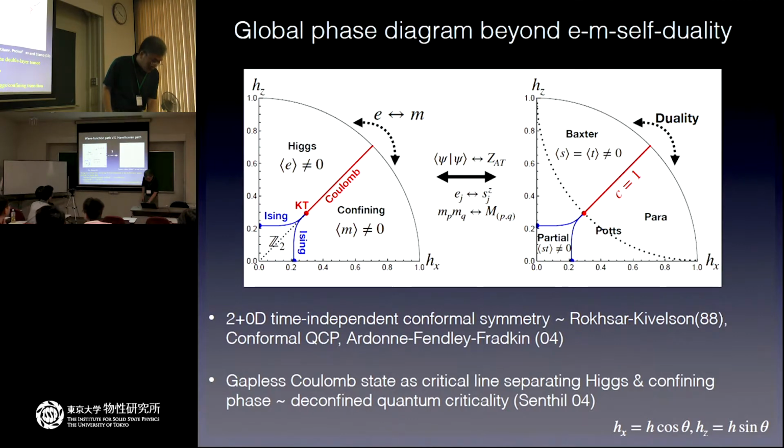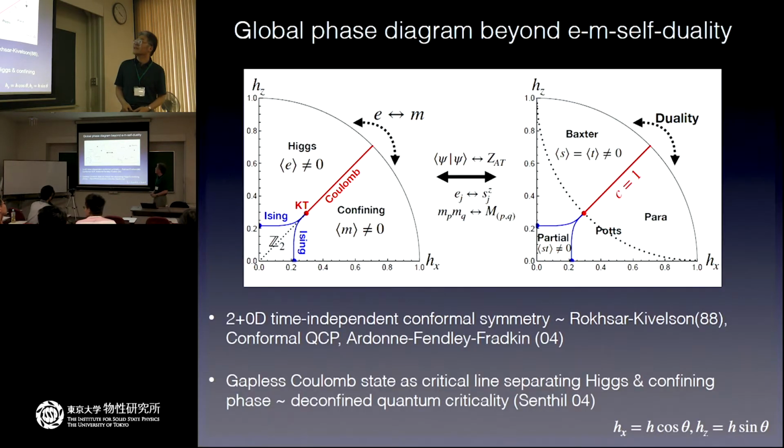I have a comment. I think what you study is just the Ashkin-Teller model, which has nothing to do with the Kitaev toric code itself. I will comment on this point in the following.